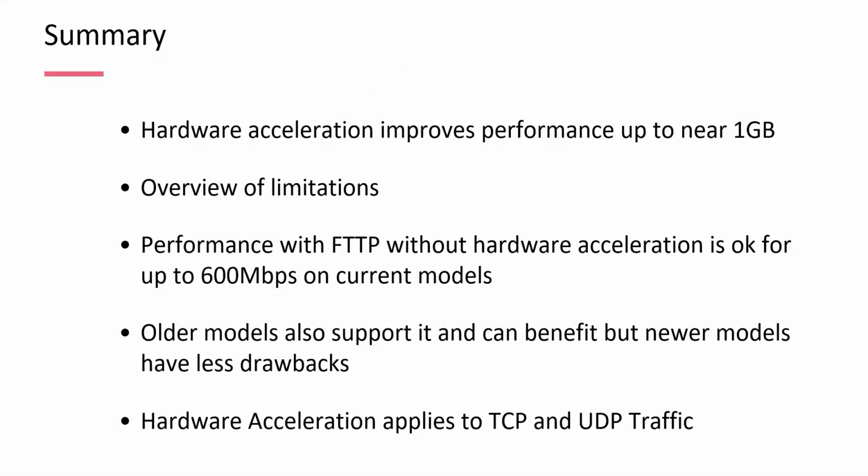So in summary, as we've seen, with hardware acceleration enabled, you can improve performance to something near 1 gigabit per second. We covered an overview of some of the limitations, for example, IPsec behind NAT, IPsec in AH mode rather than ESP, and on older models things like QoS and bandwidth limit, session limit, data flow monitor, and the SD-WAN reporting. But as we've seen, without hardware acceleration, the performance is actually quite high on the current models, up to 600 meg.